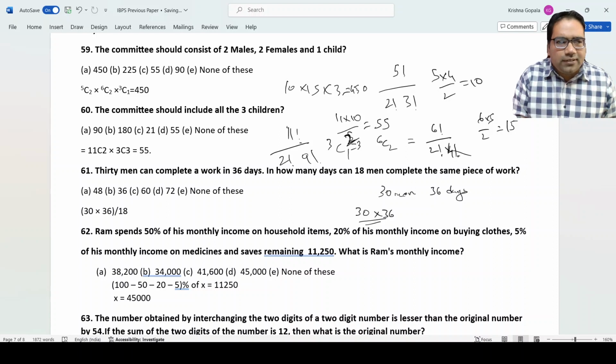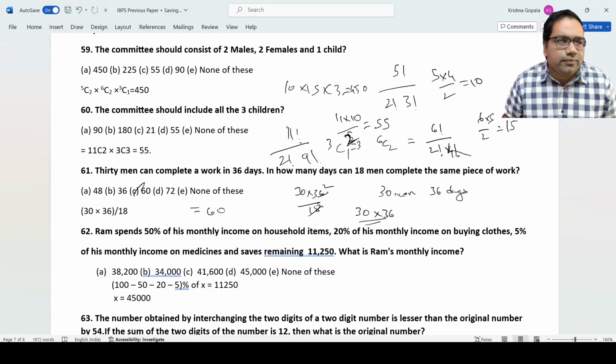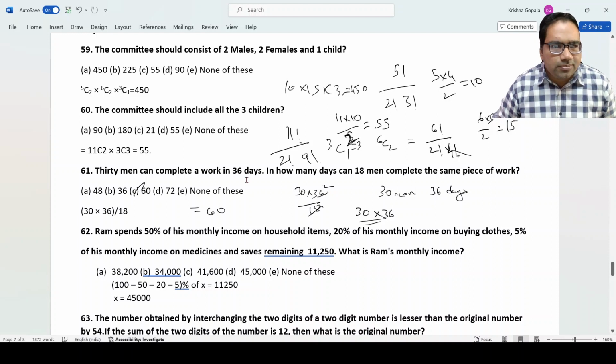Now, instead of 30 men, only 18 will work. So 30 into 36 by 18. This is the answer, right? Answer equals 60. This is the correct answer. Right? You understood this problem, right?